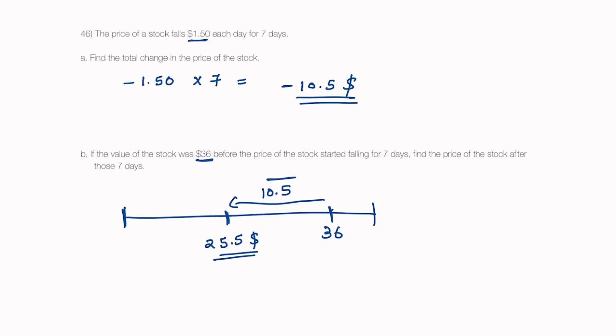Well, this was mental because 36 minus 10. We have 10.5 to subtract. Let's minus 10. So that's going to be 26. And we still have 0.5 to subtract. And that gives us $25.5. That's where it would be after 7 days. Done.